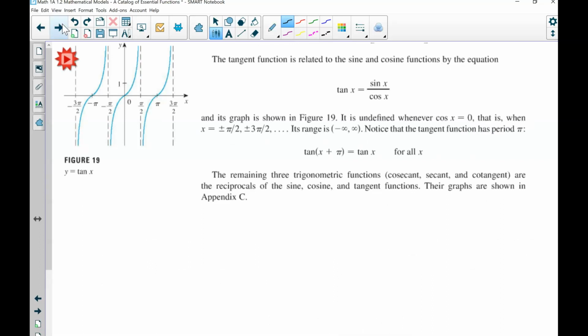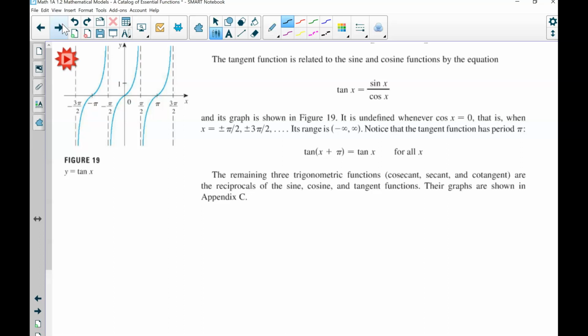Okay, then we also have the tangent function, which is related to the sine and the cosine functions by the equation tangent of x is equal to sine of x over the cosine of x. And its graph is shown in figure 19. It is undefined whenever the cosine of x is equal to 0, that is, when x is equal to plus or minus pi over 2, plus or minus 3 pi over 2, and so on. Its range is negative infinity to infinity, and notice the tangent function has a period of pi. So therefore, for all x, the tangent of x plus pi is equal to tangent of x.